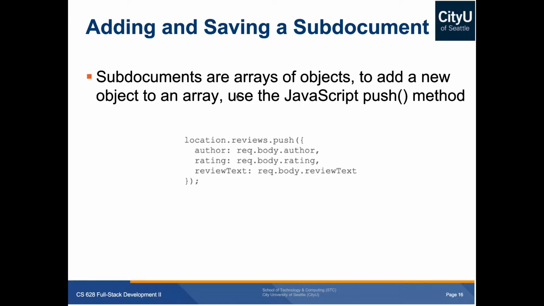So subdocuments are arrays of objects. To add a new object to an array, right? Because the reviews subdocument has the array data type, we can use the push method. So we want to push the following: the author, the rating, and the review text, and we can grab those data from the requester, from the form data.